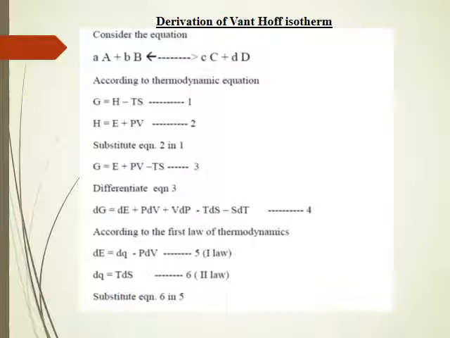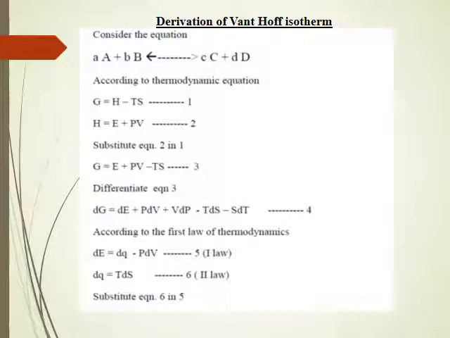Again considering the same equation, aA plus bB gives cC plus dD. According to the thermodynamic equation, we know that G is equal to H minus TS, and H is equal to E plus PV. Substituting equation 2 in 1, we get G is equal to E plus PV minus TS. Now we are differentiating this equation. So we get dG is equal to dE plus, here there are two terms, P and V. So keeping one constant and differentiating the other, then again keeping the other constant and differentiating the first, we get dG is equal to dE plus PdV plus VdP minus TdS minus SdT.